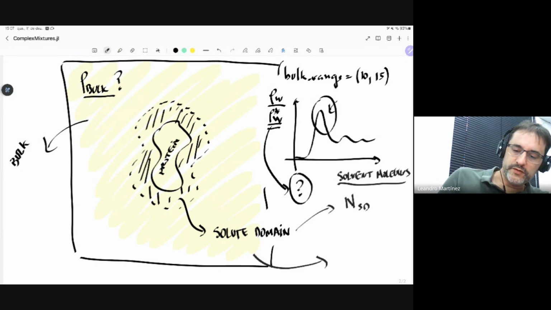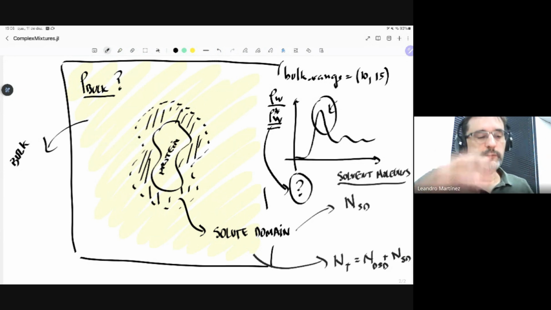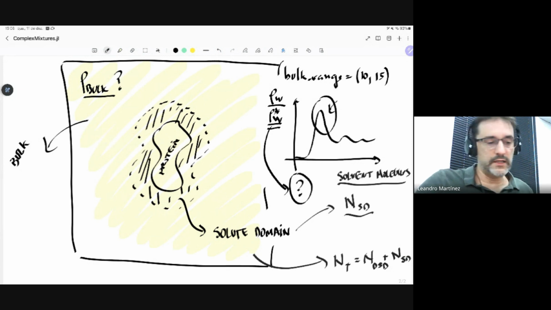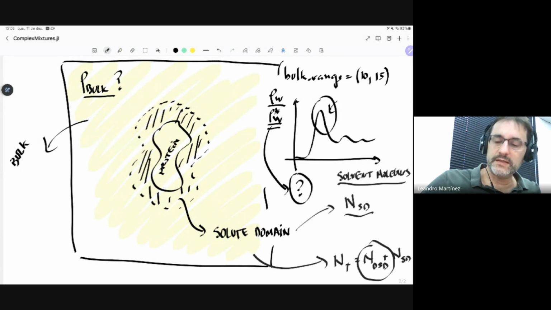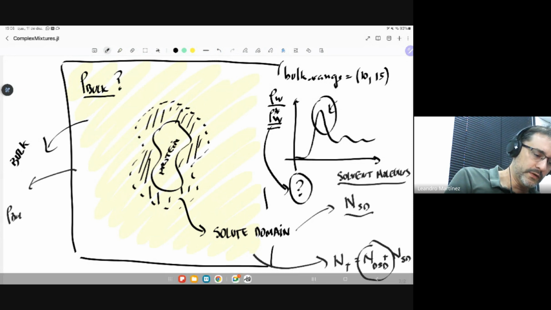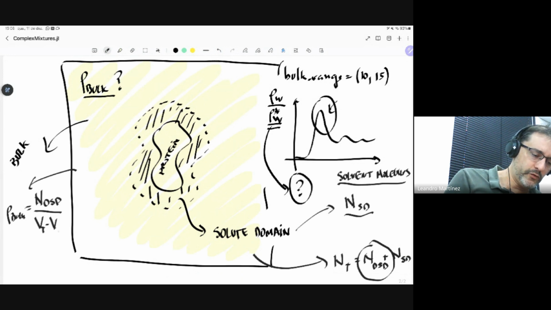Of course, the total number of molecules is the number of molecules outside the solute domain, I will write OSD, plus the number of molecules of the solute domain. This is rather trivial. So the total number of solvent molecules that I have put in my simulation is the number inside the solute domain plus the number outside the protein domain. So we can compute the number of molecules outside the solute domain simply by subtracting the number of molecules of the solute domain from the total. Is that clear? So we could try to estimate the density of the bulk as the number of molecules outside the solute domain divided by the total volume minus the volume of the solute domain. This would be the density of the bulk solution.